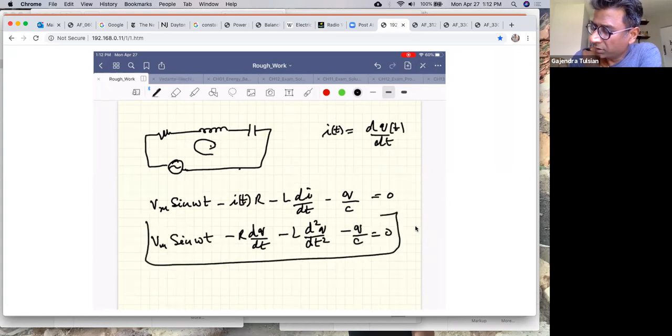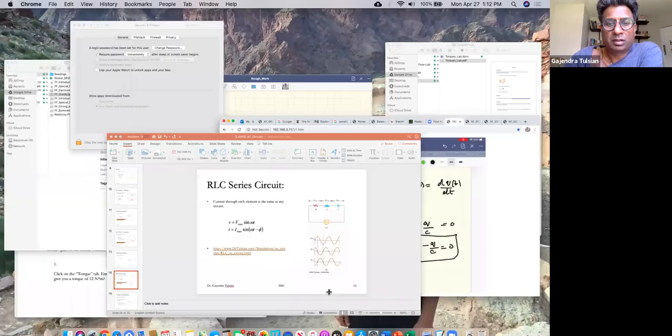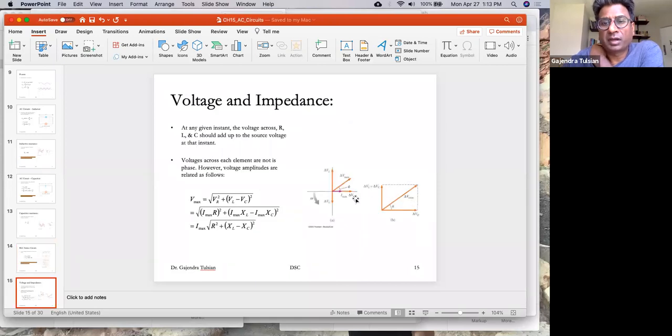To solve this circuit, you'd really have to solve this second order linear differential equation. You could do that, or, and you'll learn these kinds of tricks in the circuits class, you can use the phasor diagram. So here's the phasor diagram. You start off with the current phasor. You know that the voltage across the resistor is in phase with the current phasor. So there's the voltage across the resistor.